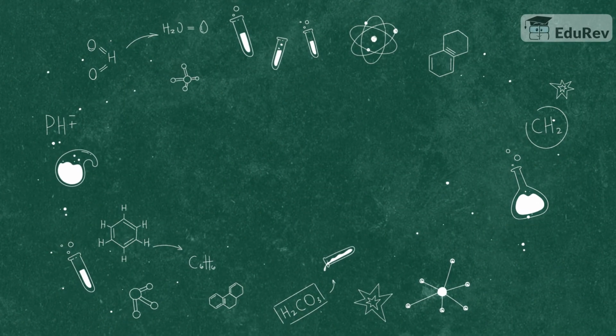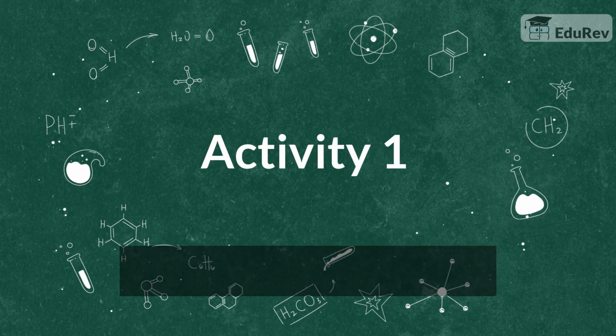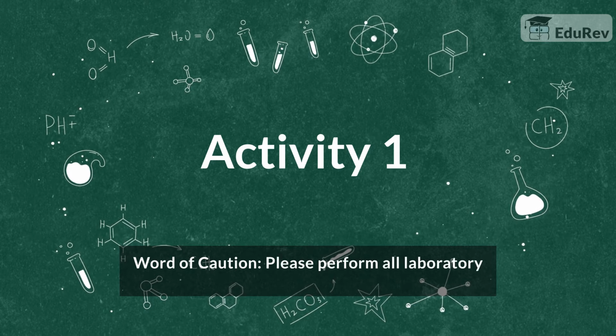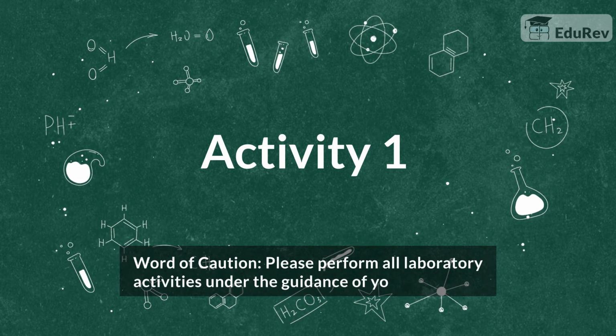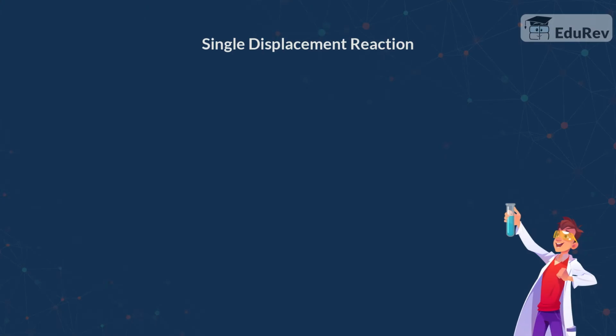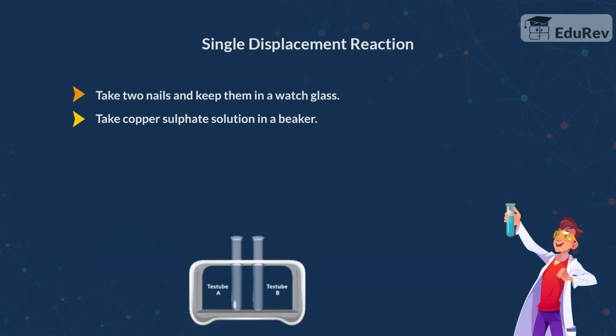Shall we visit the lab and perform some activities to understand our concepts better? Word of caution: you are advised to perform all laboratory activities under the guidance of your teacher. Okay, here you have 2 iron nails and a copper sulfate solution in a beaker. Let's get our inquisitive mind out and find what happens when these 2 reactants mix with each other.